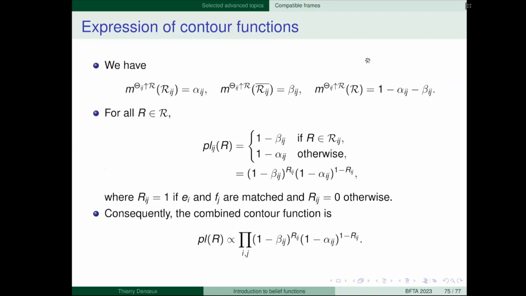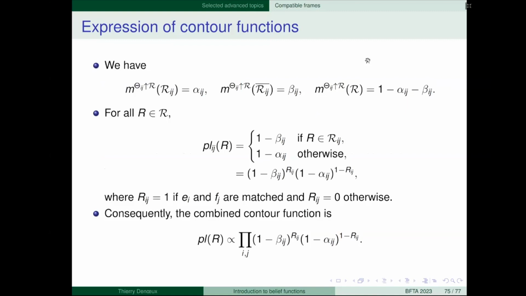Maybe I can take this. R, here Rij. If R is here, to compute the plausibility, you sum the masses for all the subsets that contain R, so that is Rij plus R. So you get alpha ij plus 1 minus alpha ij minus beta ij, which is 1 minus beta ij.